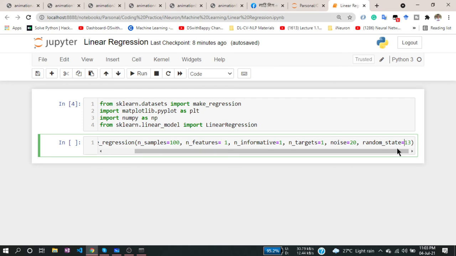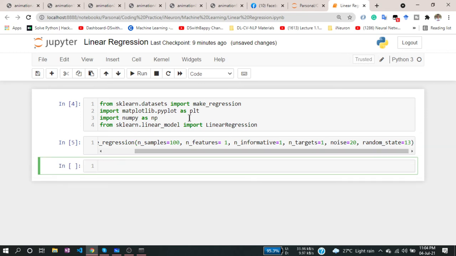Why not 100? Yeah, you can also use 100, there is no restriction. I have also used 0 and 42 before, it doesn't matter. Most of the time people usually take 13 or 42 or 0, these kinds of numbers. That's why I've taken 13.